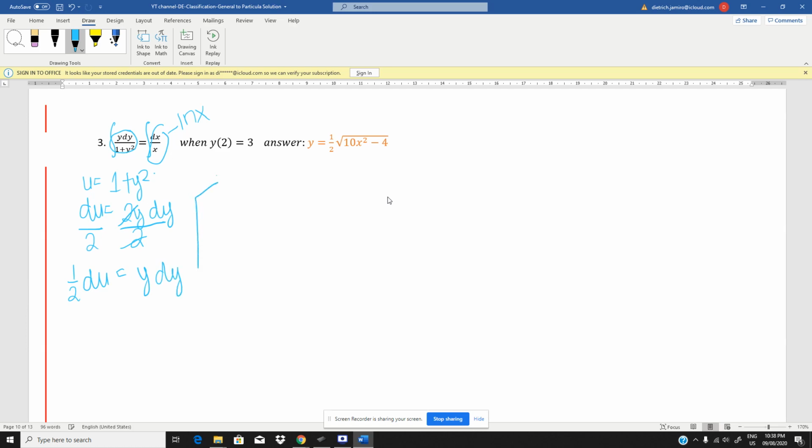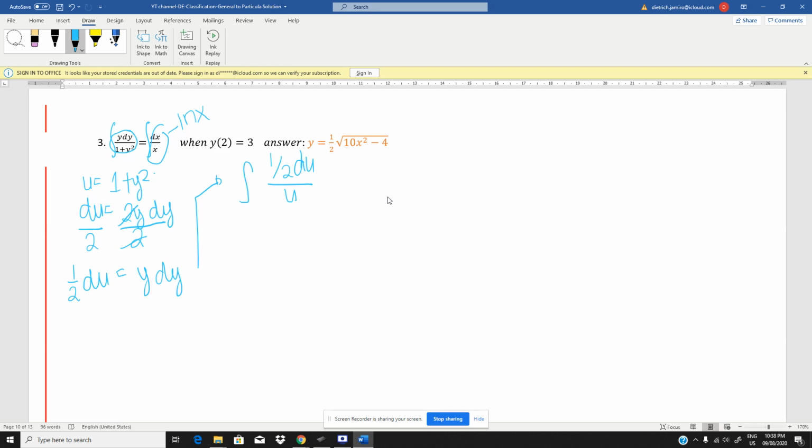Now we will change our y's with our u's. So now let's substitute it. The integral of y dy, our y dy, is equivalent to 1 half du, and 1 plus y squared is equivalent to u. So I'll just take our constant outside of our integral.